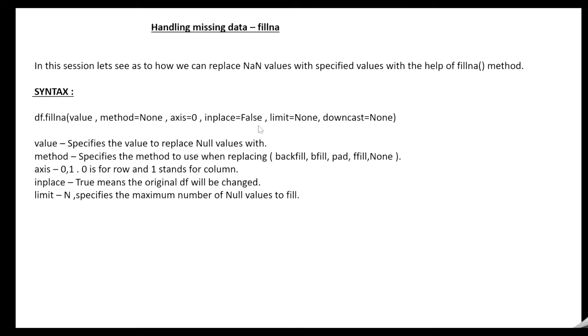Inplace is False by default, we can make it True so that the original data frame itself will get changed. Limit equal to n means, for example if n is 3, then for 3 occurrences of NaN values, the value will be replaced with the value specified in the value parameter. Only 3 occurrences it will replace. If it is occurring more than thrice, then the remaining occurrences will not be replaced with the value specified in the value parameter. So we can see practically with some examples.